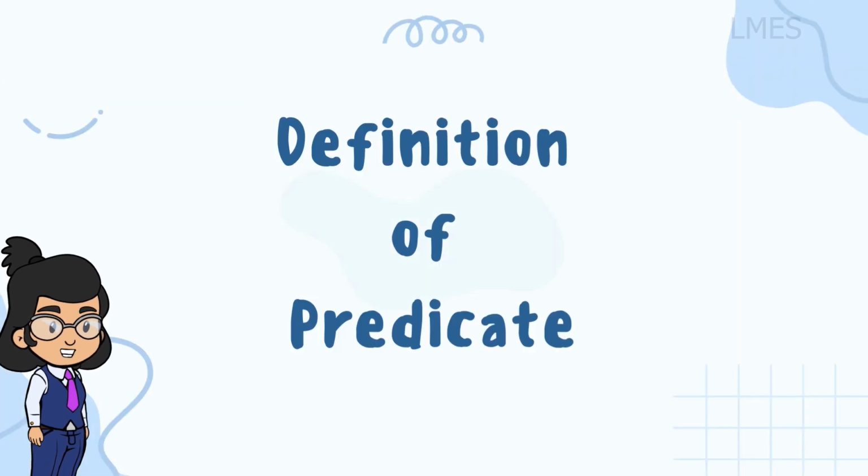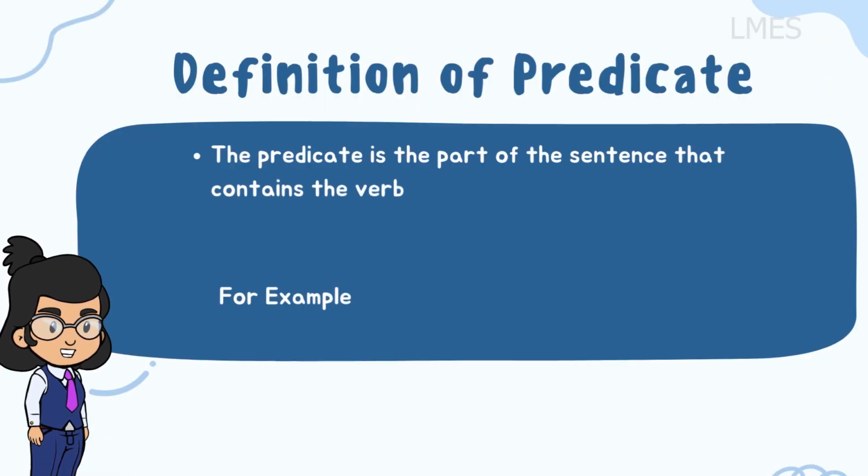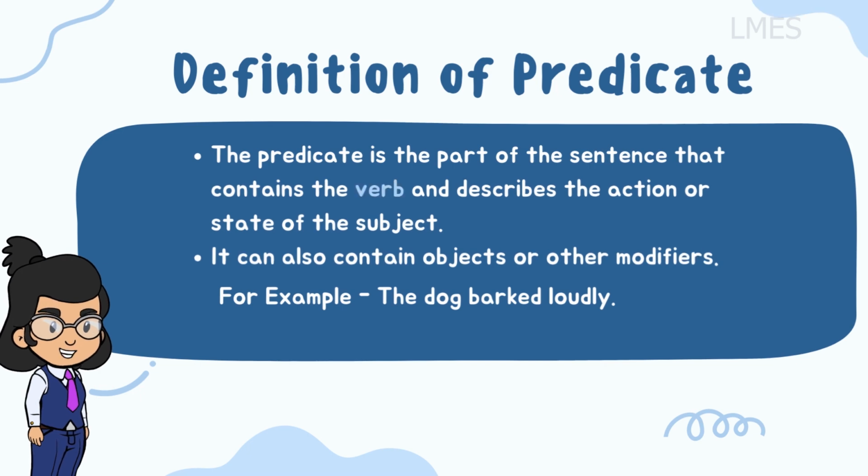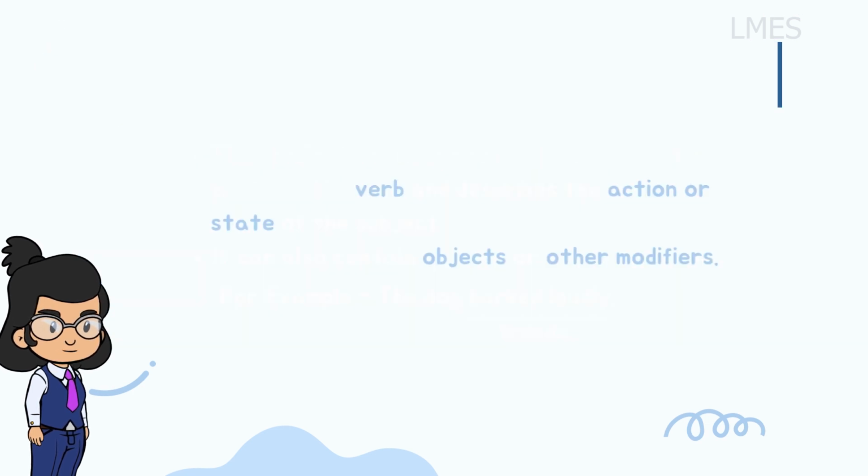Now let's move on to the predicate. The predicate is the part of the sentence that contains the verb and describes the action or state of the subject. It can also contain objects or other modifiers. For example, in the sentence, "The dog barked loudly," the predicate is barked loudly.